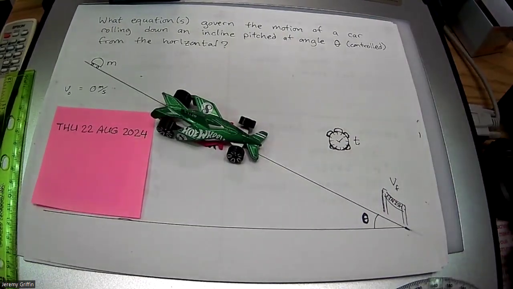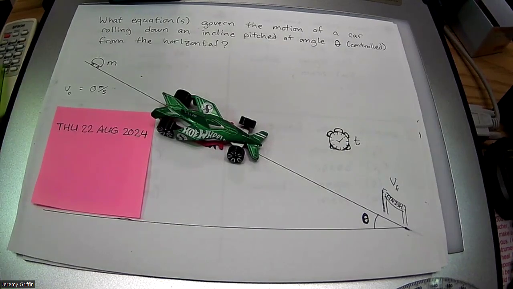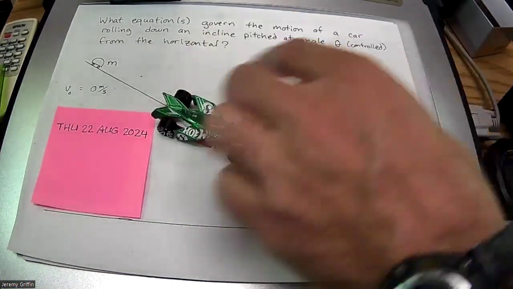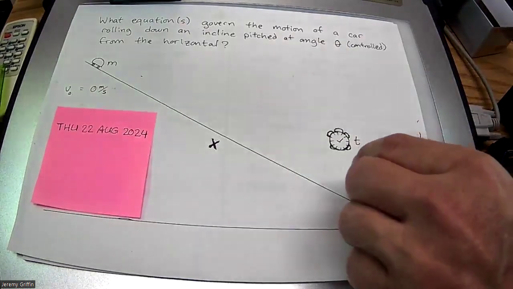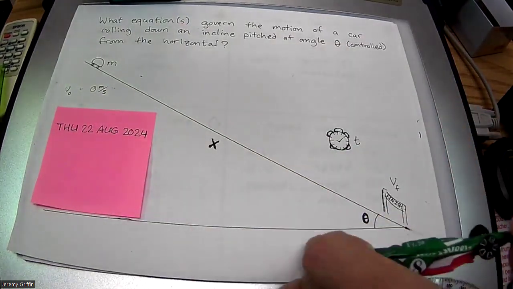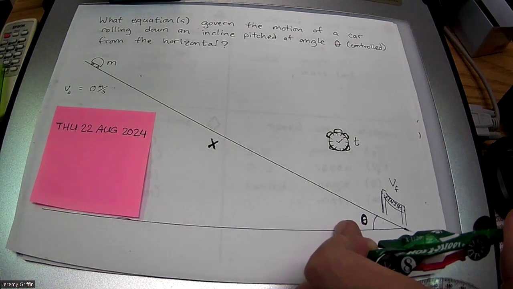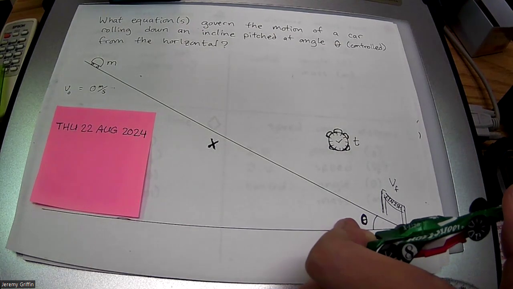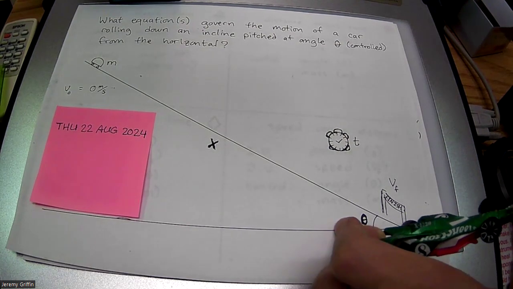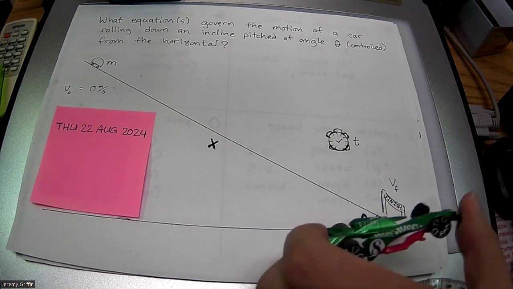But here's the question we're aiming for: what equation or equations could govern the motion of a car rolling down this incline at some angle from the horizontal? Now, that angle is going to be a control variable for everyone. So let's just leave the angle locked in place. We're not going to touch that for a few weeks, however many degrees that is.